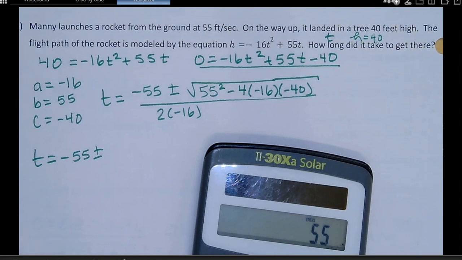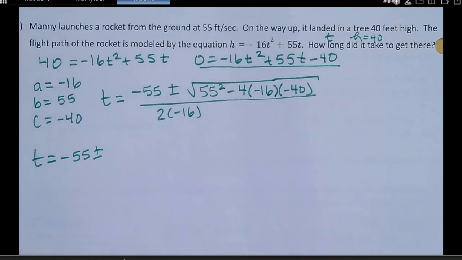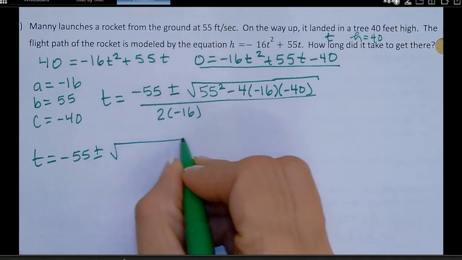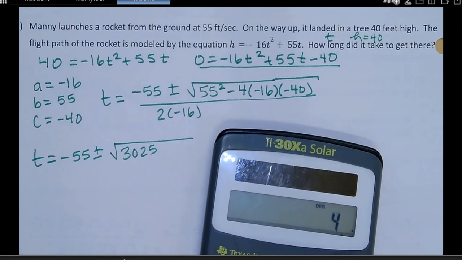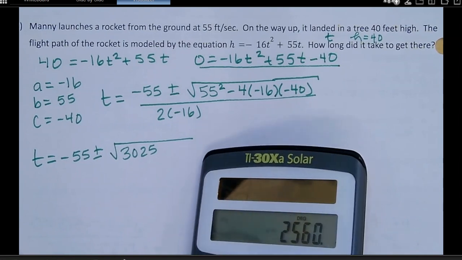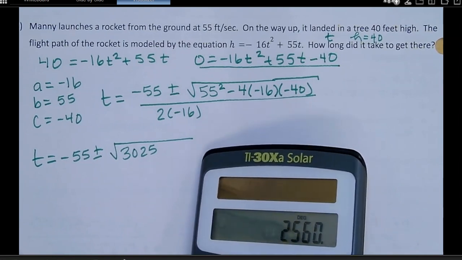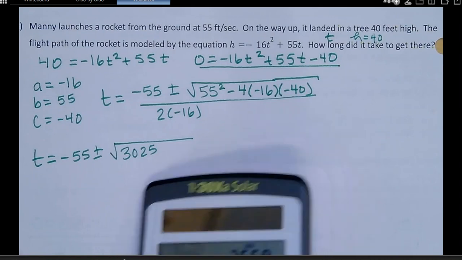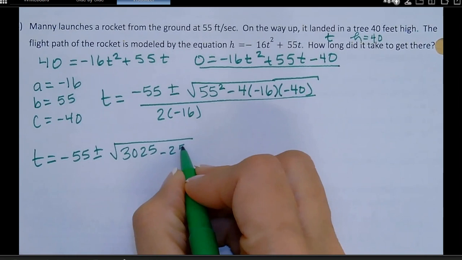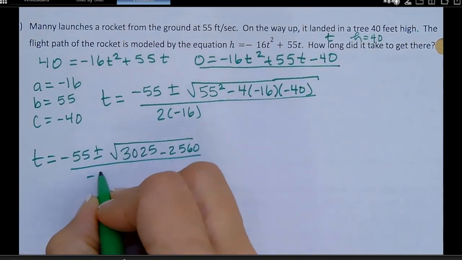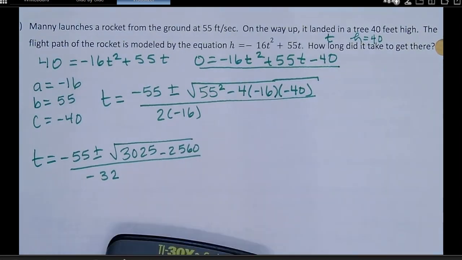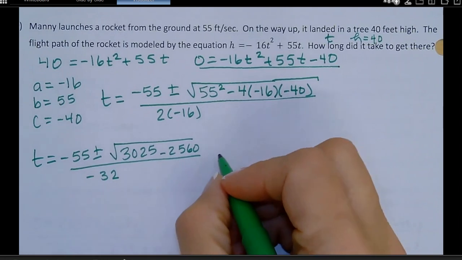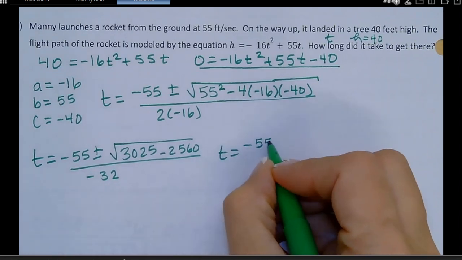Okay, 55 squared, 3,025. So plus or minus the square root of 3,025 minus 4 times negative 16 times negative 40. So I'm going to say that is minus times minus is positive, times minus again is negative. So minus 2560. And it's all over negative 32. I'm going to do that math again. Hold on, I want to check my work. All right, so t equals negative 55.